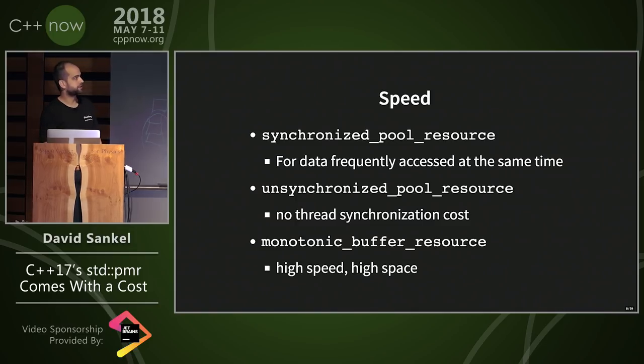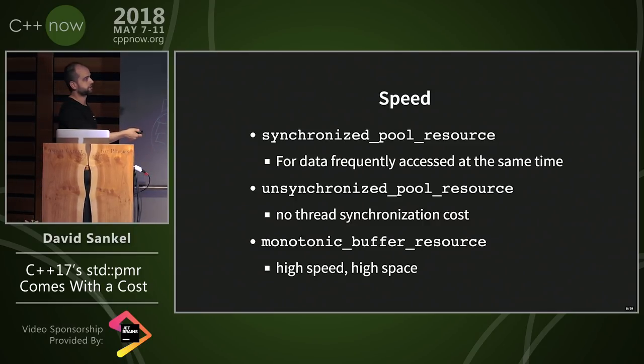The second one, unsynchronized_pool_resource, you would use in the case that maybe you're writing a multi-threaded application with a worker pool, and it pulls out a piece of work, but you know that work is only going to be accomplished on a single thread. Then you don't need the overhead of the synchronization of multiple threads using the same allocator, right? If you know that only one thread is going to be using this allocator, then you can have a more performant allocator, essentially. So that's what unsynchronized_pool_resource is for.